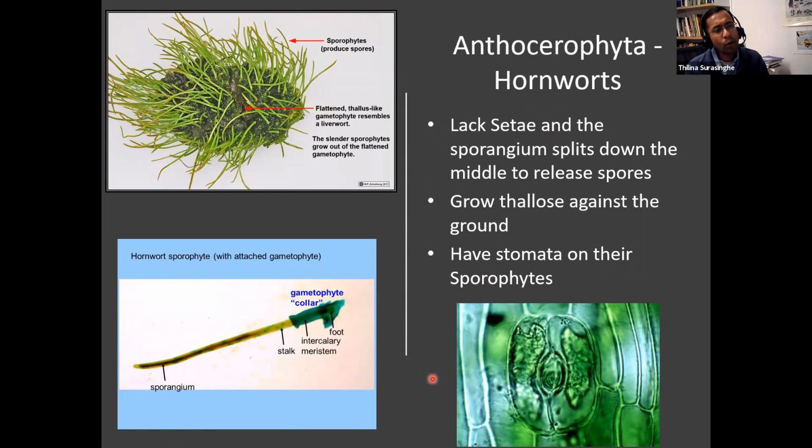And then the growth of the thallus happens against the ground. Because of that, you can see in this picture that the flattened, blade-like thallus grows alongside the substrate, not uprightly erecting from the substrate. But the actual sporophyte, interestingly, can erect at least partly off the thallus.